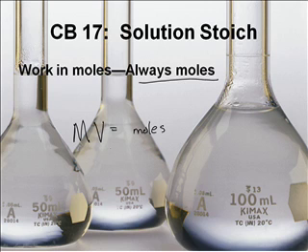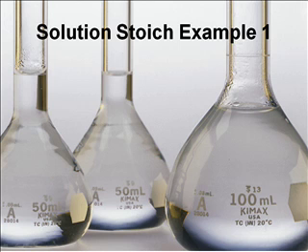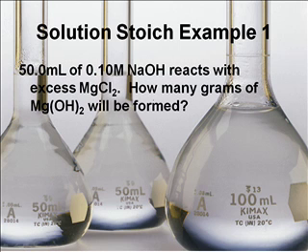The key thing on this equation is to write this down again, that the V must be in liters. And M, of course, is the moles per liter. And actually, if you look at it, moles per liter times liters over 1, the liters cancel and you get moles. So when you're doing a solution stoichiometry problem, M times V equals moles is your key equation. All right, let's do an example. 50 milliliters of NaOH. Now, it's still a stoichiometry problem.